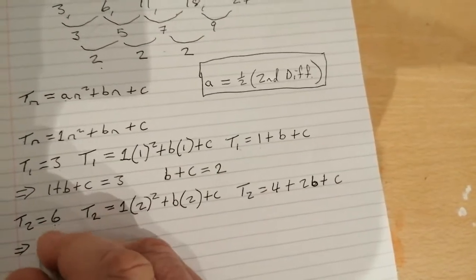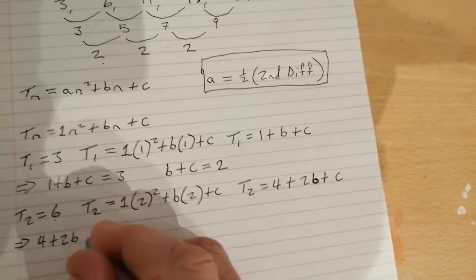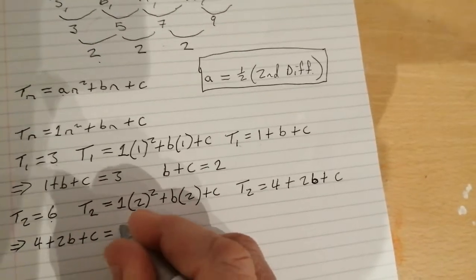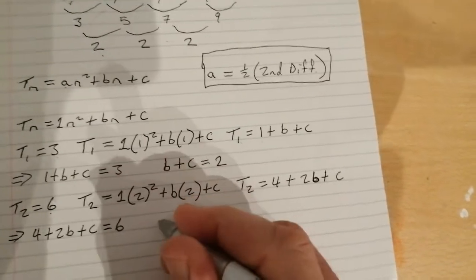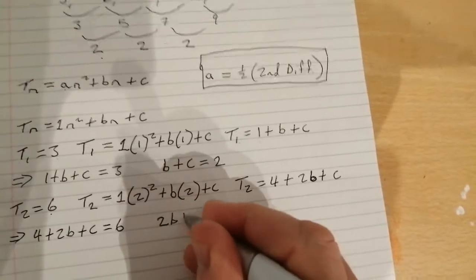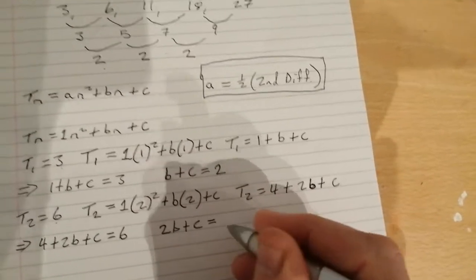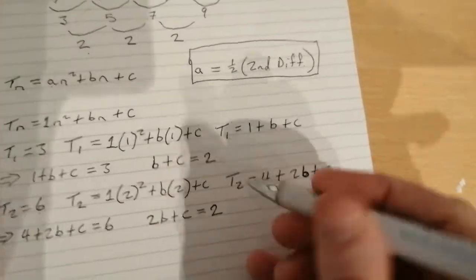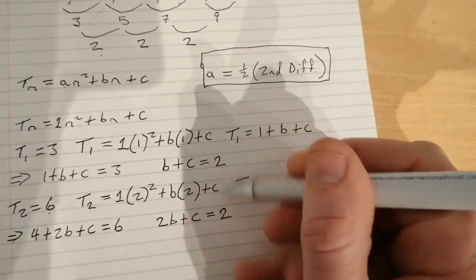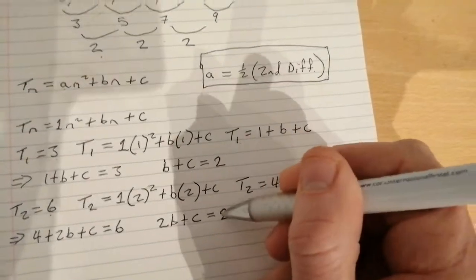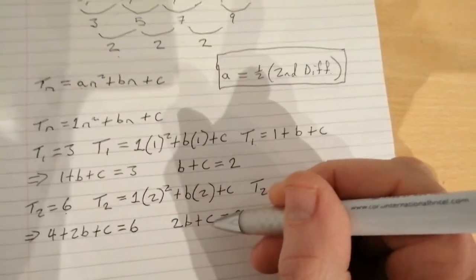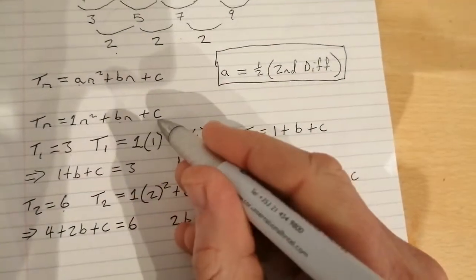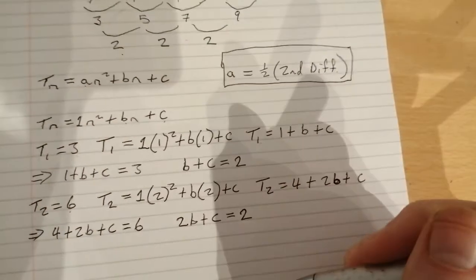So I put it as 4 plus 2b plus c equal to 6, and then tidying it up, bringing the 4 across to the other side, it becomes a minus 4. Then I'm left with 2b plus c on the left and 6 minus 4 is 2 on the right. So what I've got now is two linear equations of two unknowns. I can use my solving simultaneously and find the value of b and c here. When I find b and c, I can just put it in here, and I'll have my term n.